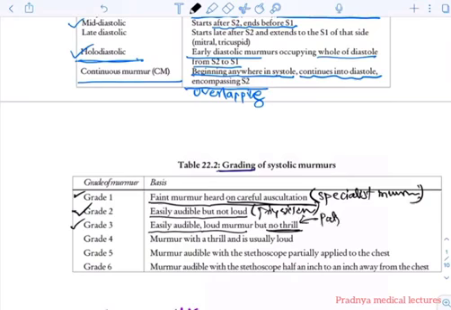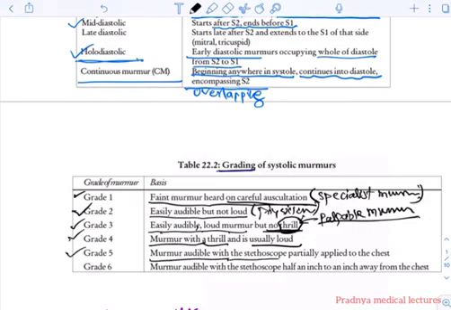So what is a thrill? A thrill is a palpable murmur. From the area where you can hear the murmur with the best quality, you have to put your hand there, and if you are feeling the vibrations, then it is called a thrill. So in grade 3 it is an easily audible loud murmur but without a thrill. In grade 4 the murmur comes with a thrill, and it is loud also. Grade 5 again has a thrill and a loud murmur.